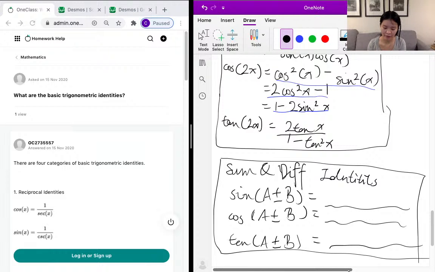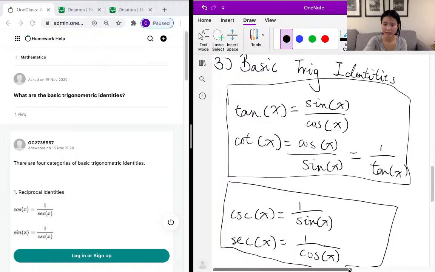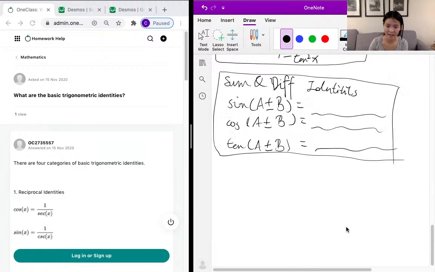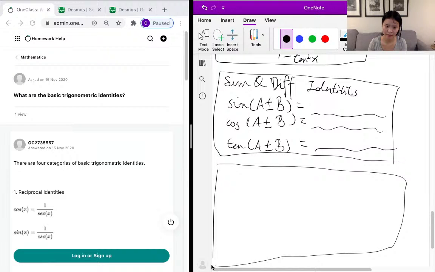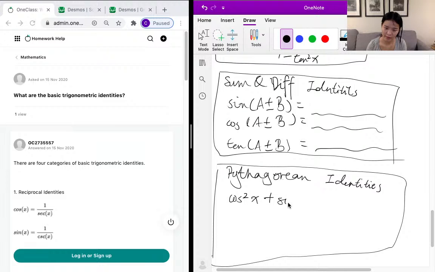I think these are the four categories that are the most common. There's another category that's pretty common, and they're called the Pythagorean identities. I think there are two main ones, or actually three main ones. One's about cosine squared x plus sine squared x equals 1. That's the most common one that you'll probably see.